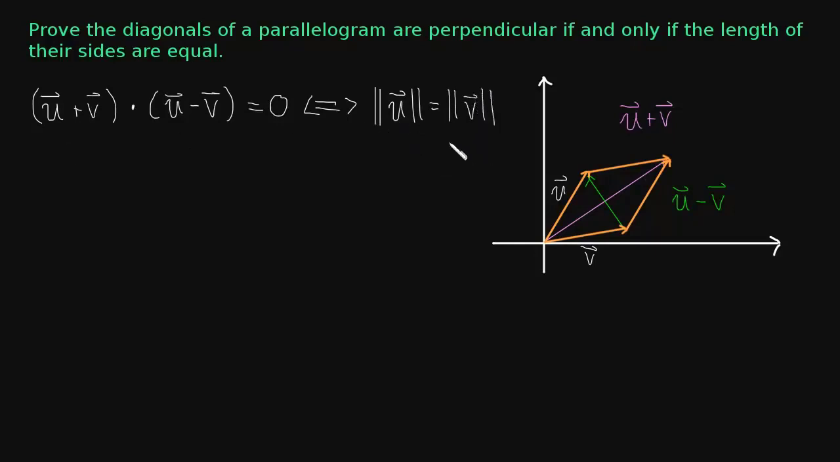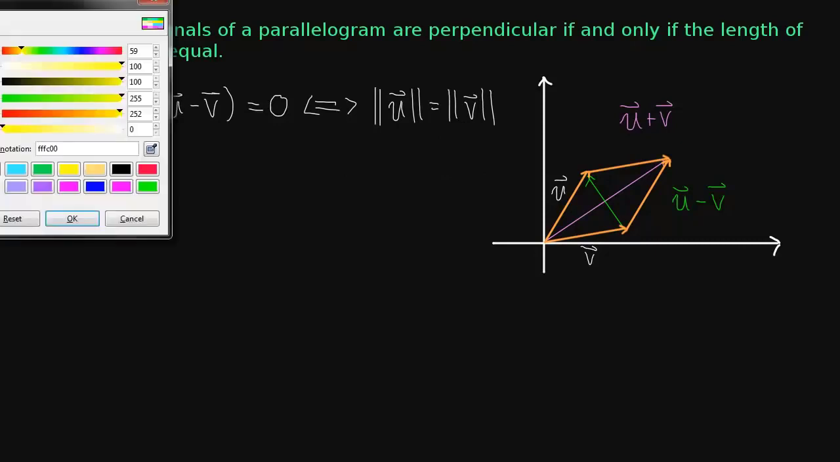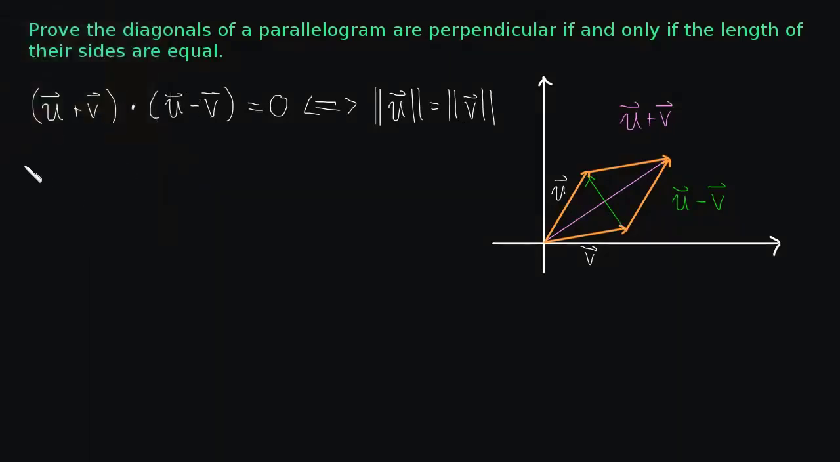Okay, so now we have a proof, and we need to go in both directions. So let's go forward first. Assume that the dot product is 0. So assume that the diagonals are perpendicular, or orthogonal. We're going to assume this, and now we need to prove that the lengths are equal.